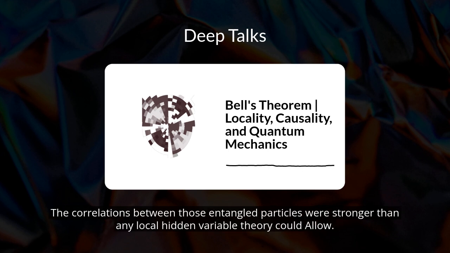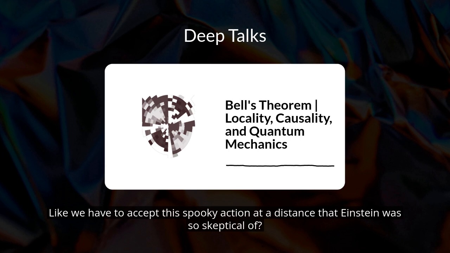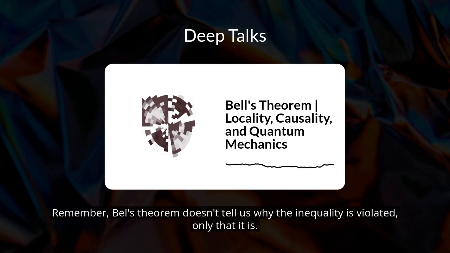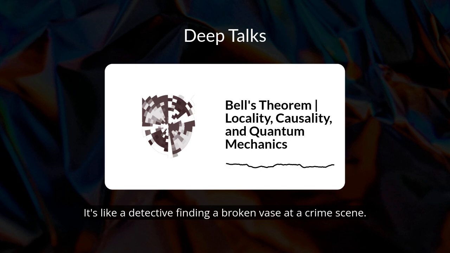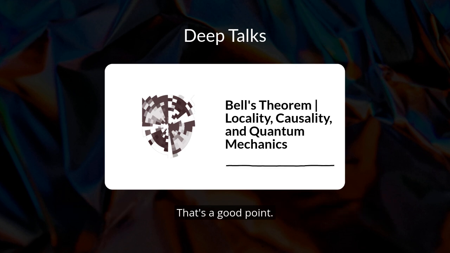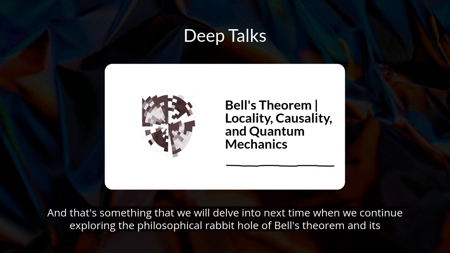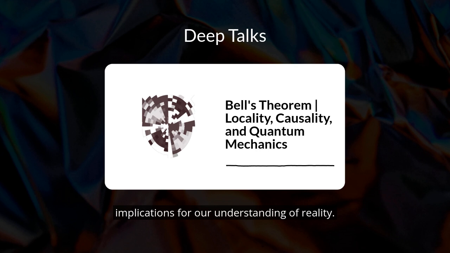The correlations between those entangled particles were stronger than any local hidden variable theory could allow. So does this mean the universe is officially spooky? Like we have to accept this spooky action at a distance that Einstein was so skeptical of? Well, not necessarily. Remember, Bell's theorem doesn't tell us why the inequality is violated, only that it is. It's like a detective finding a broken vase at a crime scene. It proves that something happened, but it doesn't tell you who did it. That's a good point. So if rejecting locality isn't our only option, what other explanations are on the table? That's a great question, and that's something we will delve into next time when we continue exploring the philosophical rabbit hole of Bell's theorem and its implications for our understanding of reality.